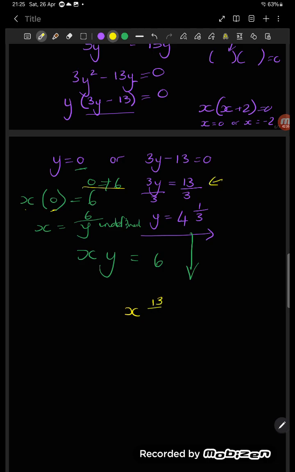it's a bit easier to work with. 13 over 3 x is equal to 6. Now I can divide by 13 over 3 both sides, which is the same as saying times the inverted one. So you can do that, or you can do this: x times 13 over 3, and I can say times 3 over 13, because that will give me 1 and 1.